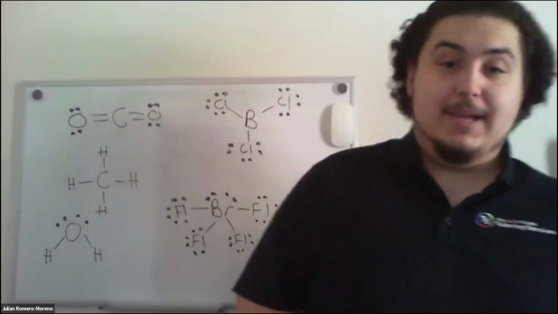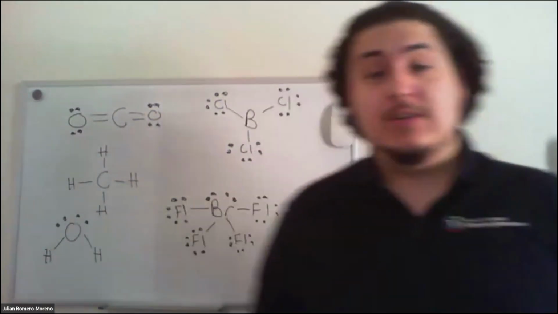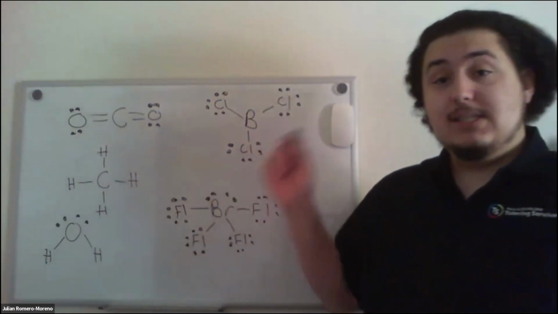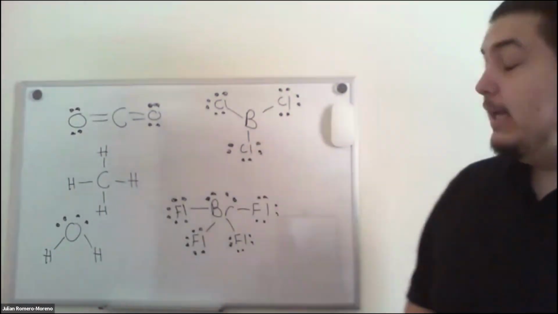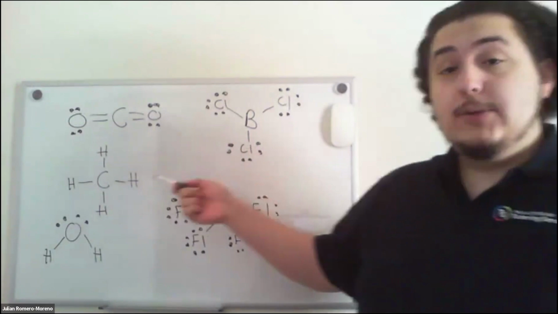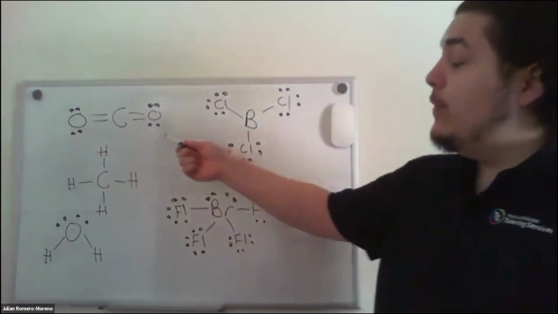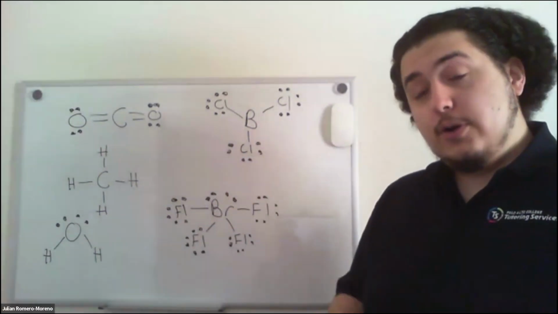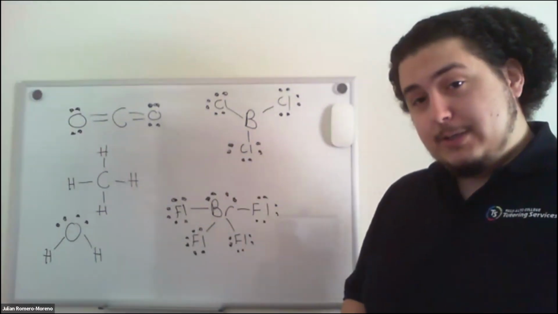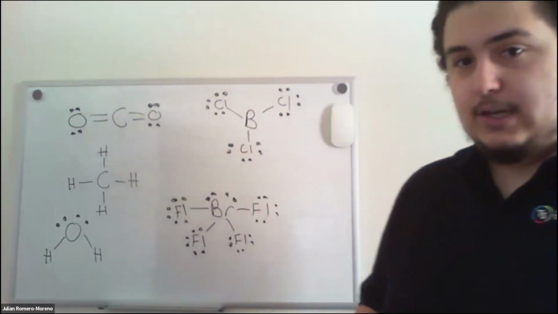Hello everybody, my name is Julian and today we will be going over electron geometries versus molecular geometries. I've written out a few Lewis dot structures here. In a past video I've gone over how to do that, and we can use these Lewis dot structures to determine the electron geometry and then further the molecular geometry.